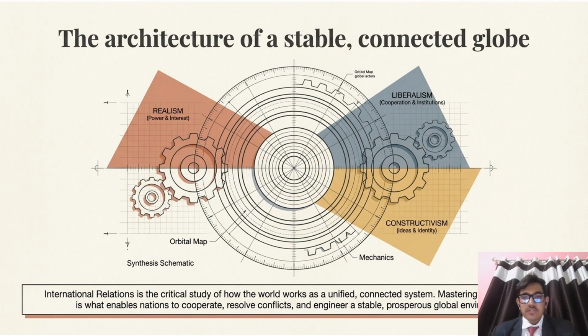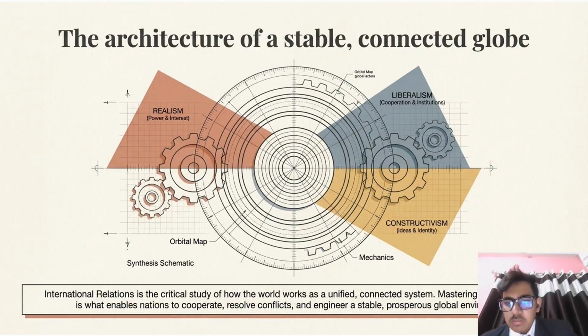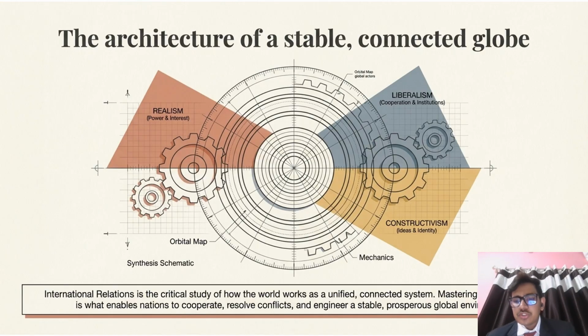The architecture of a stable connected global system. Realism: power and interest. Liberalism: cooperation and institutions. Constructivism: ideas and identity. International relations is the critical study of how the world works as a unified, connected system.